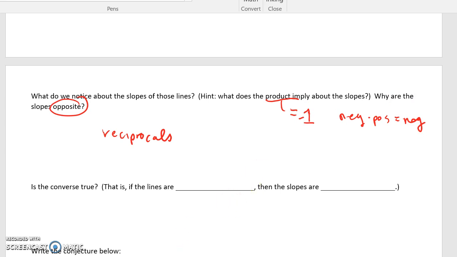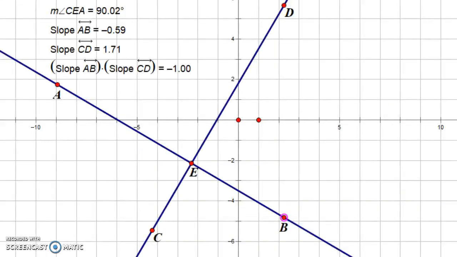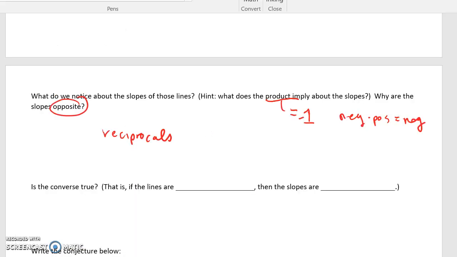And the reason is, I'm going to bump back to the sketch, is because the line that has the positive slope is going up and the line that has the negative slope is going down. And there's no way we can create perpendicular lines with two lines with positive slope or two lines with negative slope. We need one of the slopes to be positive and one of the slopes to be negative.